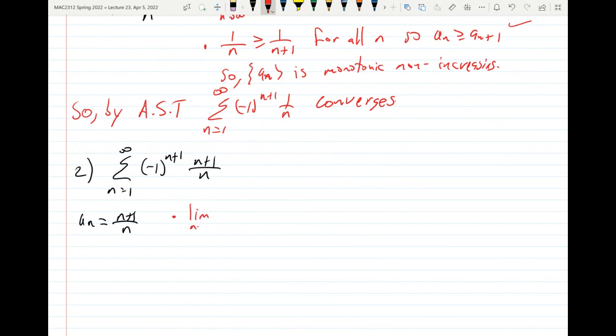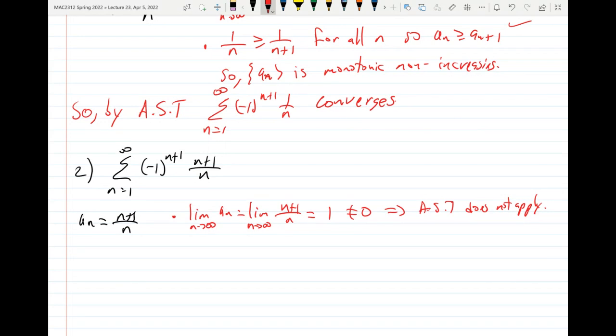I always like to check the limit first, okay? So if we take the limit of a_n, what do we get? The limit is 1, right? It's different than 0. So the alternating series test does not apply. You cannot use the alternating series test.